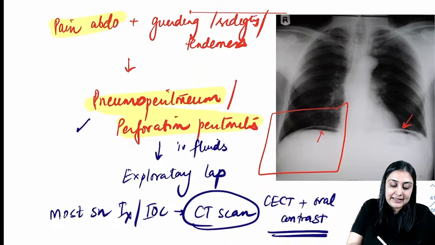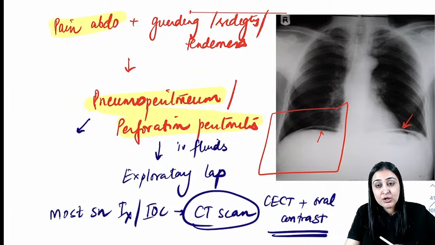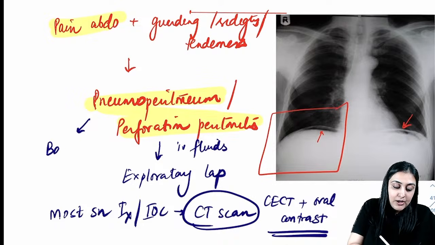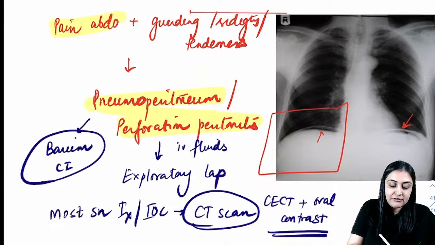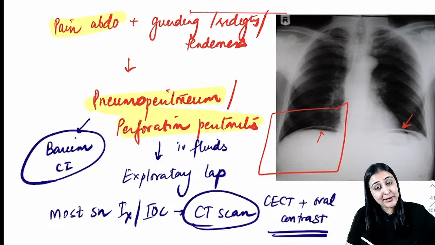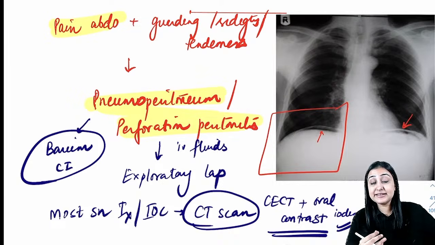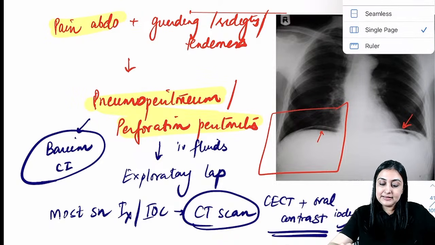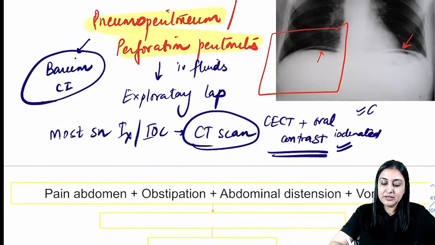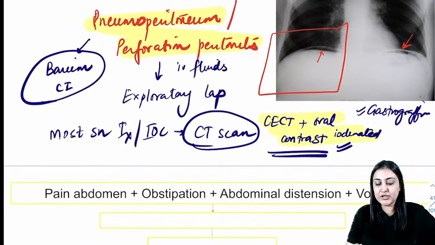In perforation, can I give barium? Can I do a barium swallow or a barium meal or a barium enema here? No. Barium is contraindicated because barium will further cause peritonitis. But can I give iodinated contrast, which I give in CT? Yes, I can definitely give iodinated contrast. Can I give gastrografin? Yes, gastrografin is nothing but iodinated contrast only. So if asked, can I give gastrografin, you will say yes, you can. So remember, the most sensitive CT is actually when I give oral contrast, all right? This is what you need to remember here. Okay, so this is about perforation.